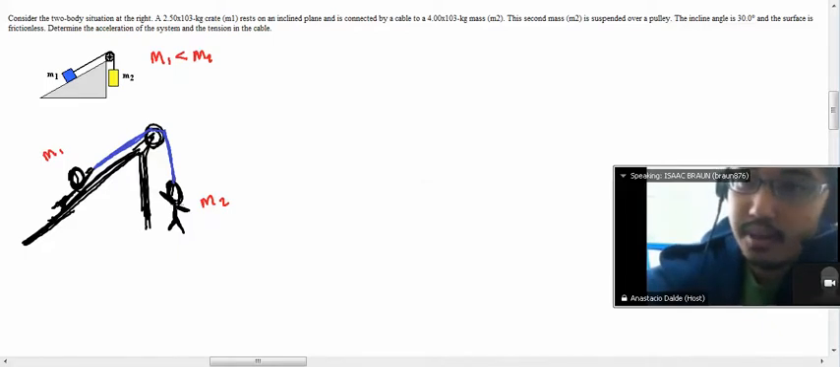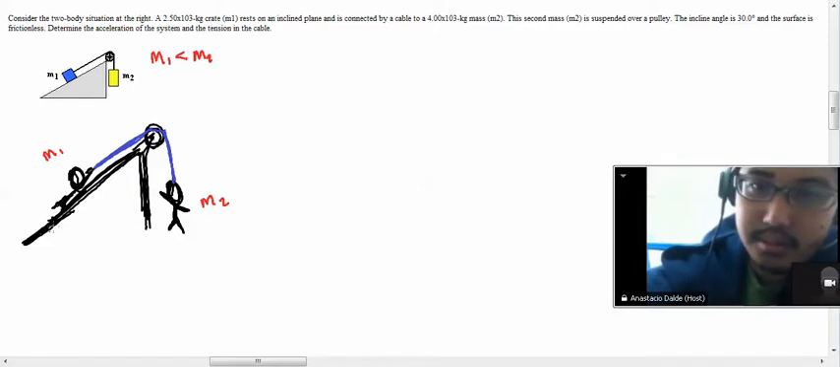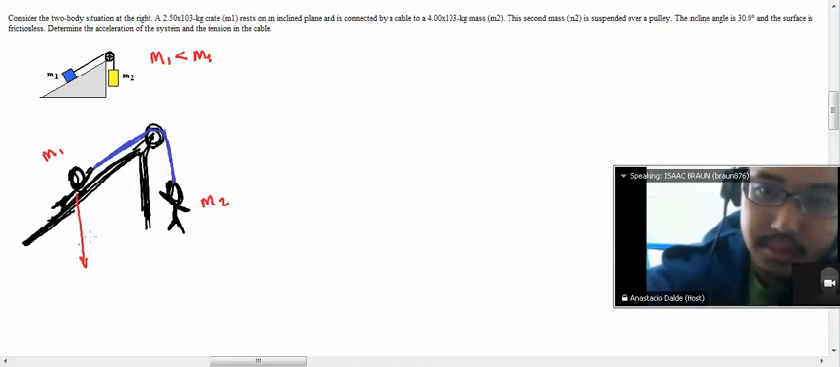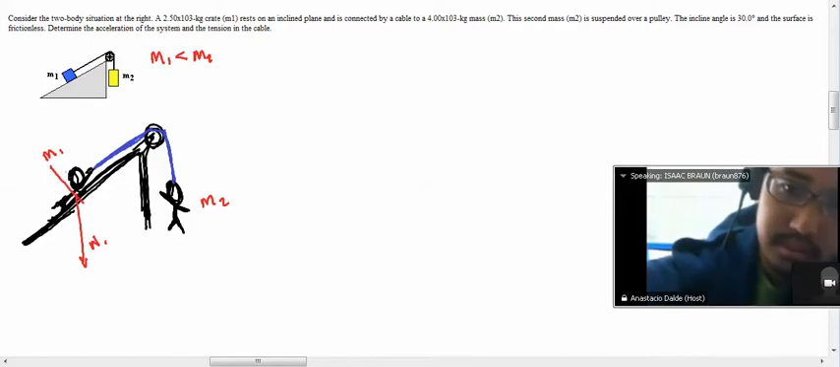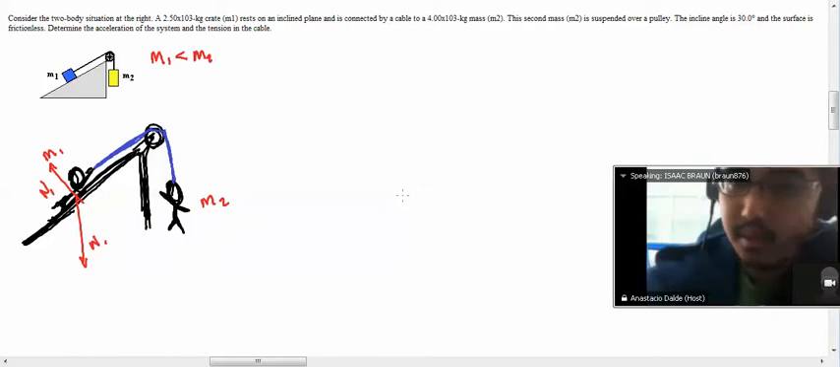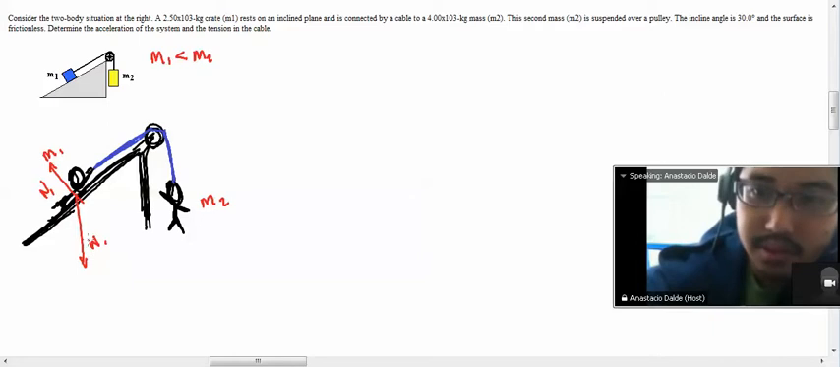Yeah, let's start off with M1. All right, so you got the weight of you, which goes straight down. I'm going to call this weight 1. Here we go. The normal force, I'm going to call that N1. And friction. Friction is going backwards like this.